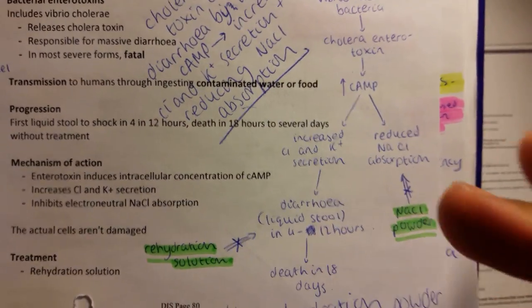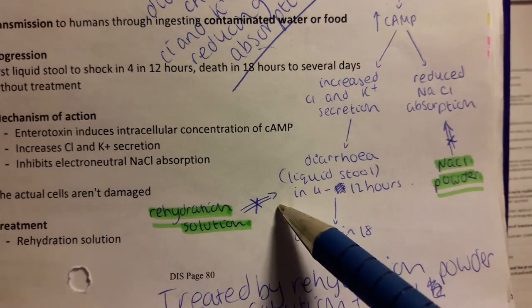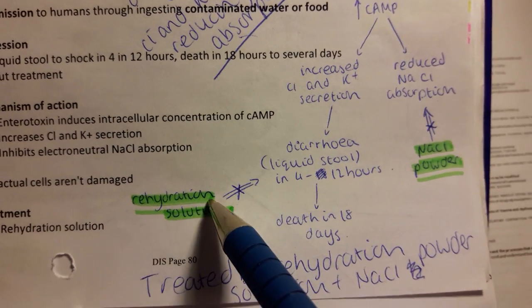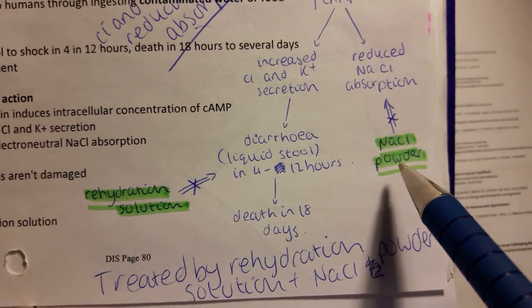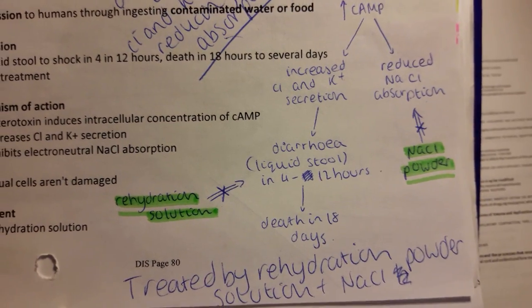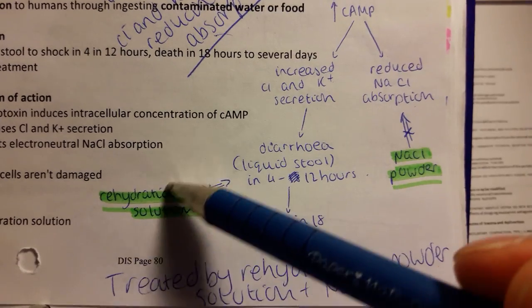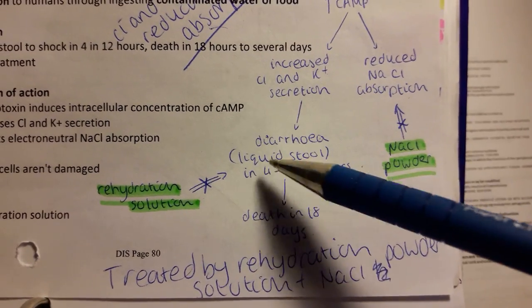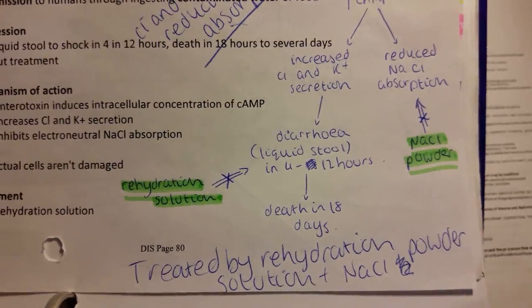So in terms of treatment, if you've got diarrhea, then you've got water obviously leaving the body, so you're going to need a rehydration solution, first of all. And secondly, because you're getting reduced sodium chloride absorption, you can use a sodium chloride powder. This sodium chloride powder is part of the rehydration solution. So the rehydration solution rehydrates you and allows you to absorb sodium and chloride.